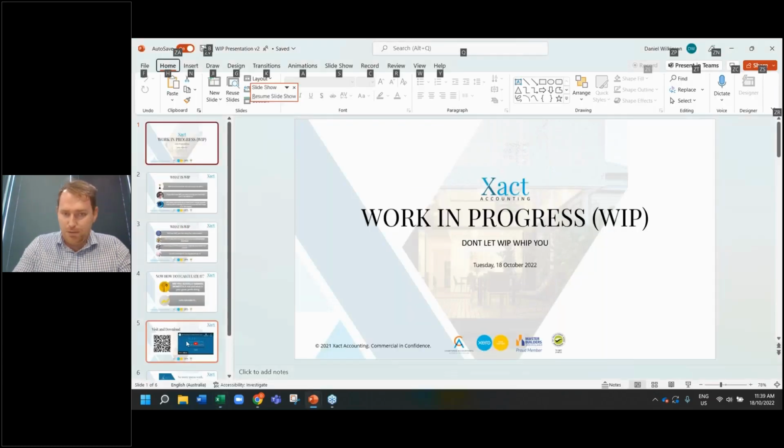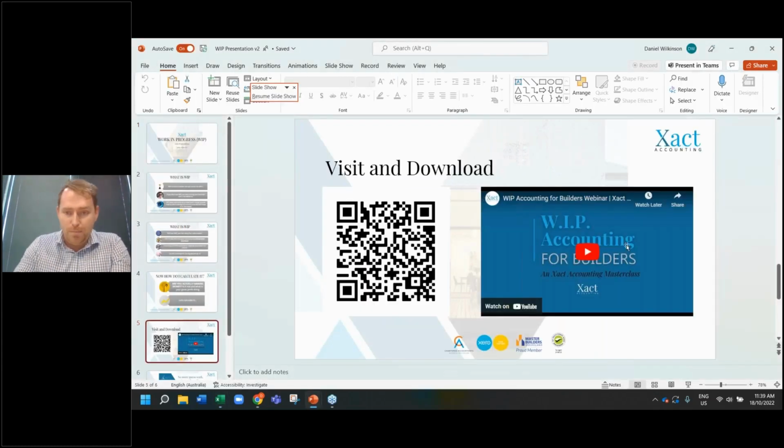I'll just go back here. I'll just flash up the QR codes. We have done a longer piece around WIP for builders in the background. This one I think goes for about 30, 40 minutes all in. Scan the QR code again.